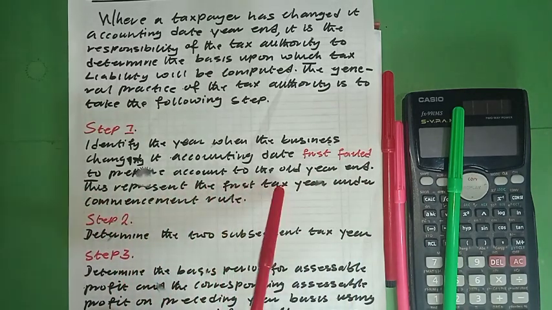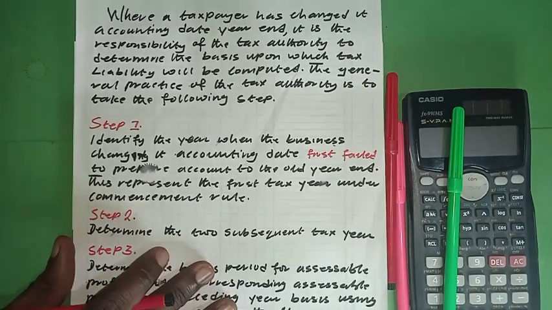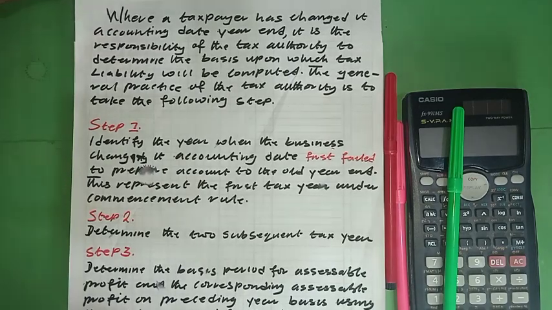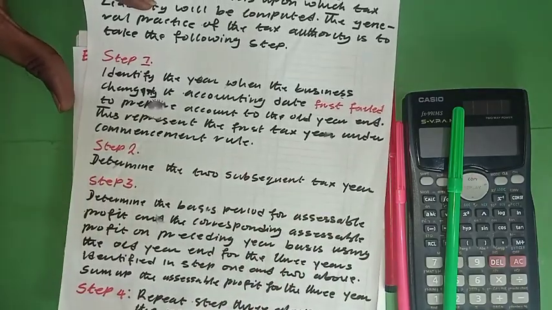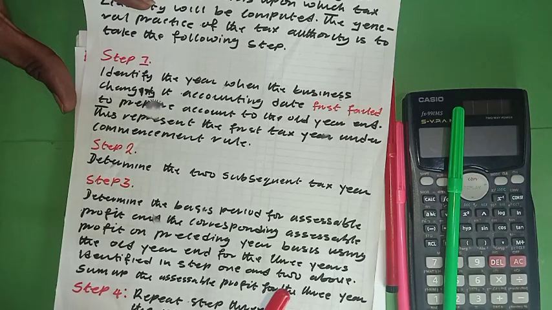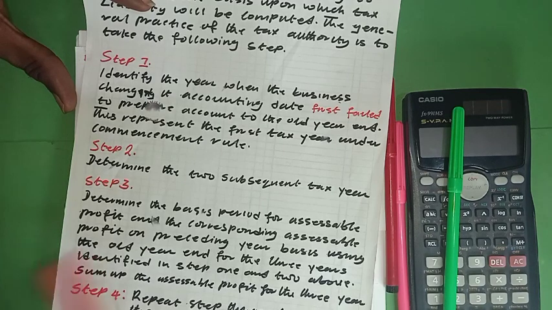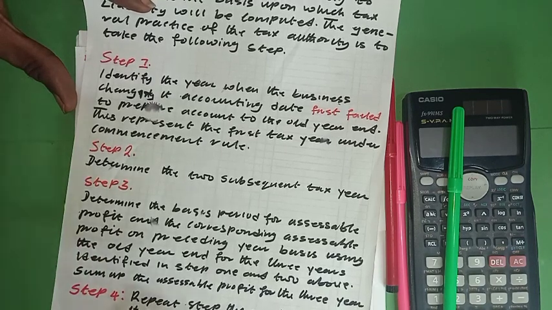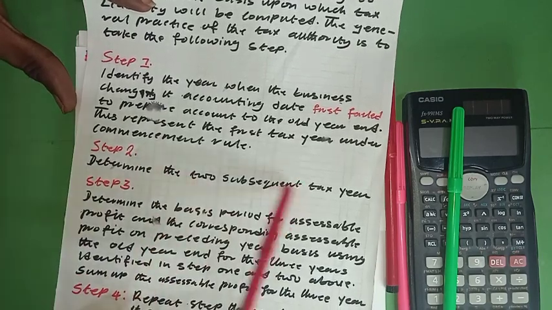This represents the fixed tax year under the commencement rule. Don't worry, when I handle the example, you will understand it straight. Just calm down and follow me. The second step says determine the two subsequent tax years. If the year of change is 2004, the two subsequent years are 2005 and 2006.